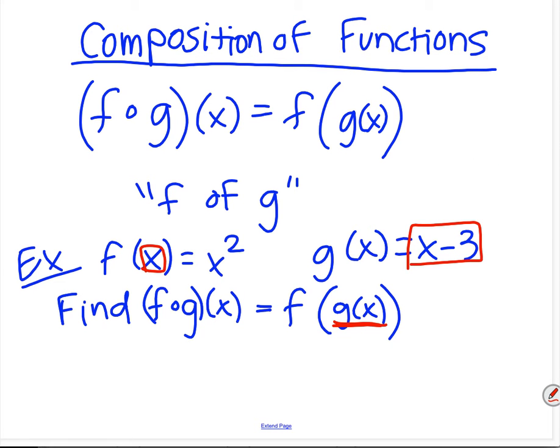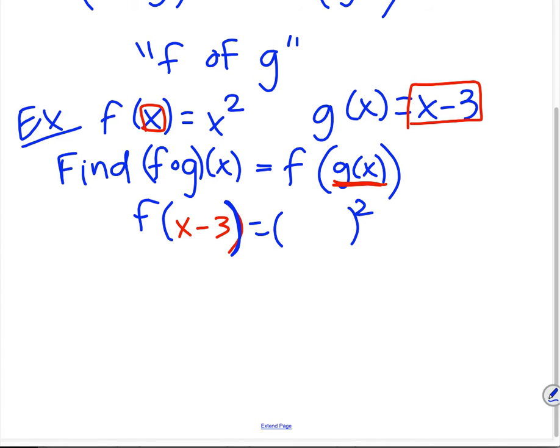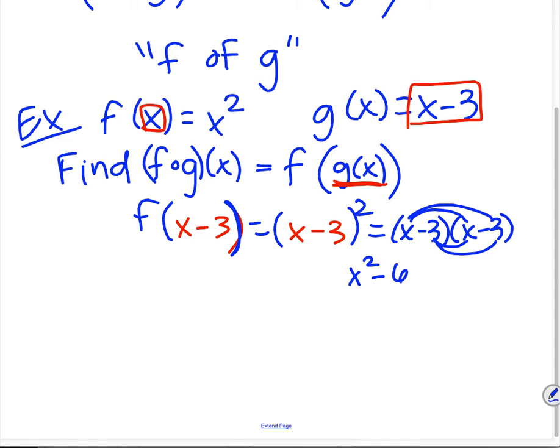So when we do it, it would be f of x minus 3. And x minus 3 is going to go in place of x in our f equation. So we had x squared as our f equation. So we would plug in that x minus 3 and have that be squared, and then evaluate that. So x minus 3 squared is really x minus 3 times x minus 3, so you could distribute, which would give you x squared minus 6x plus 9. So f of g of x is equal to x squared minus 6x plus 9.